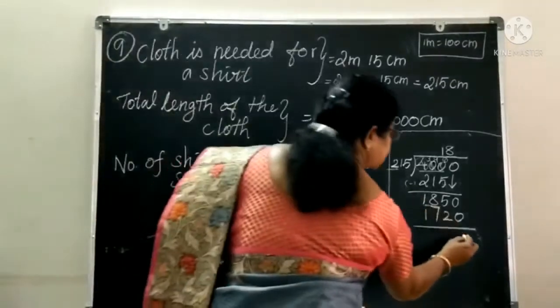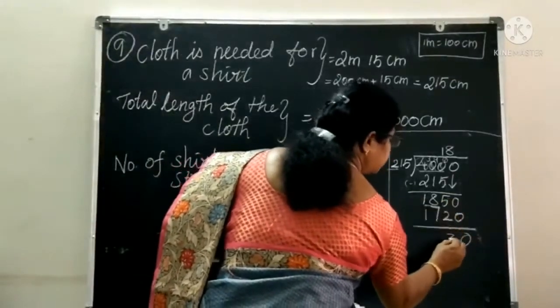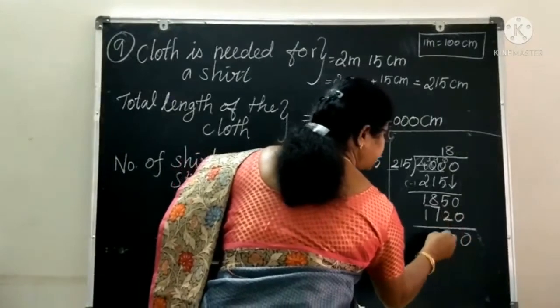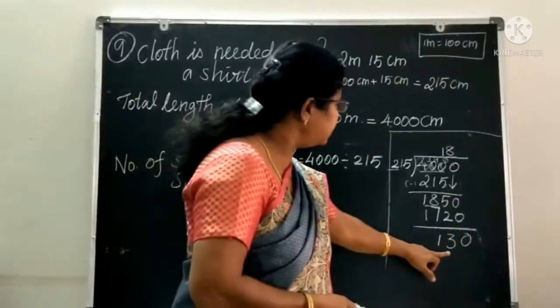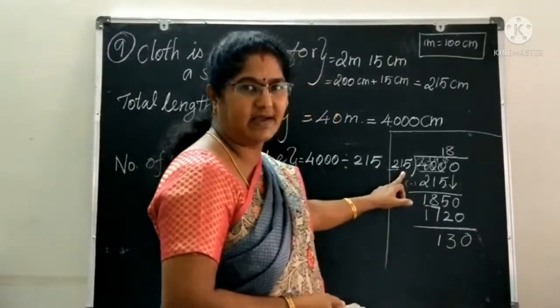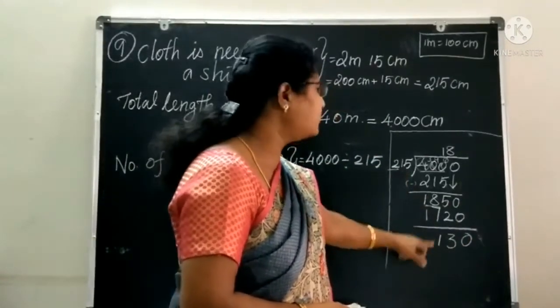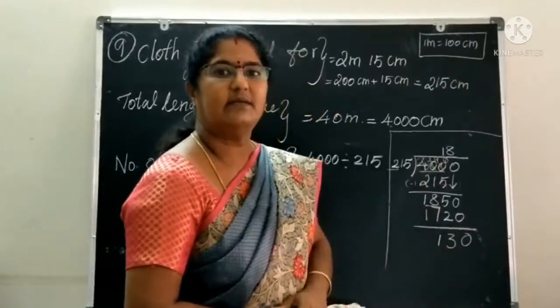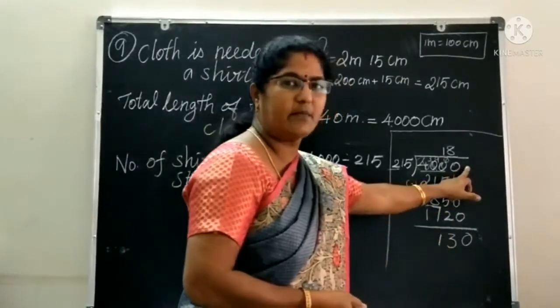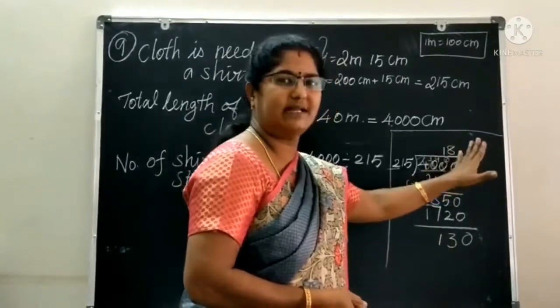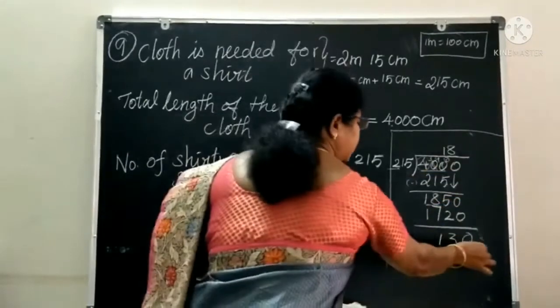Subtract. 5 minus 2, 3. 8 minus 7, 1. 130. See the remainder? The remainder is smaller than the divisor. Okay, now our division is correct. Understand? Is there any number left in the dividend? No, that's all. The problem is over.